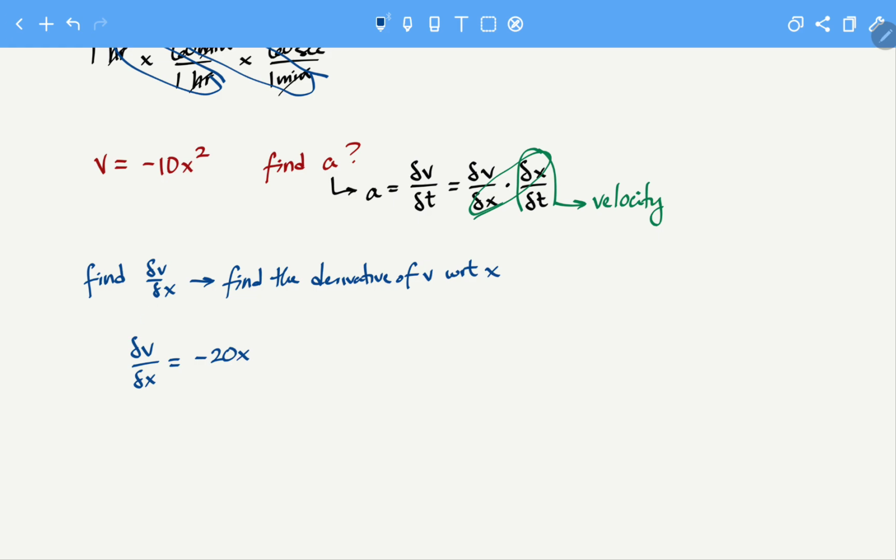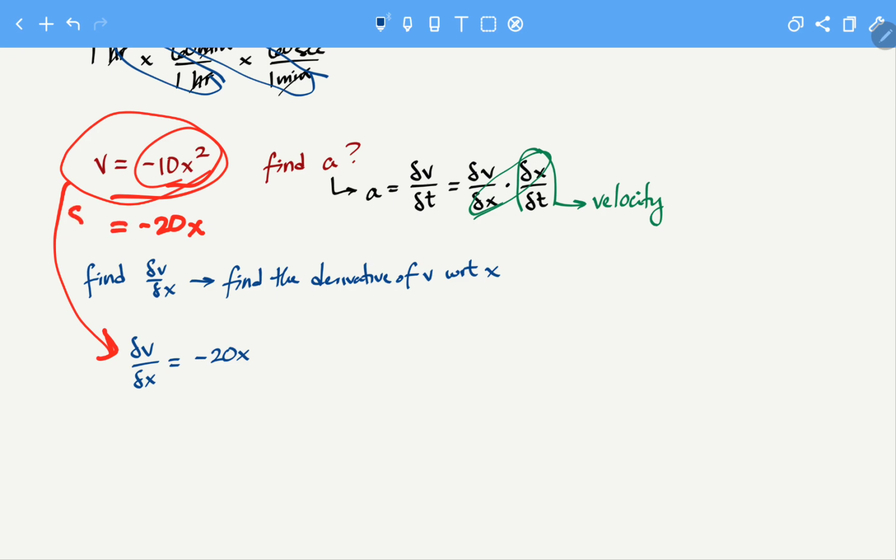Well, remember, all I'm doing is taking this value right here, and I'm taking the derivative of that to get to here. So I took the derivative with respect to position, and so the derivative of this side here is negative 20x equals dv dt. And so that's where I got that from.